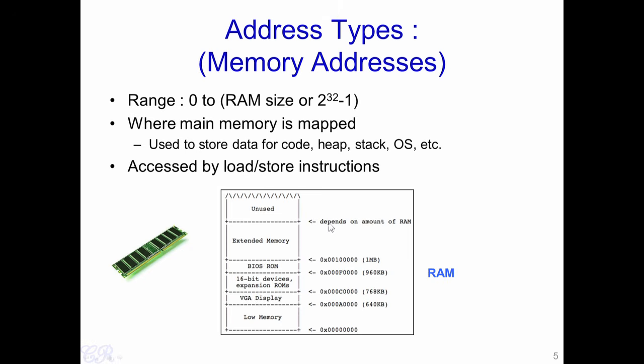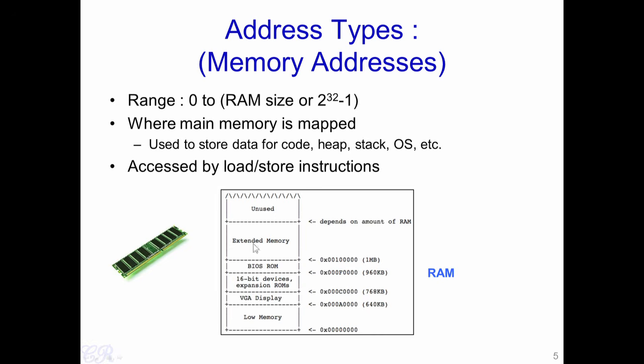For instance, if you have 4 gigabytes of RAM or 8 or 16 gigabytes of RAM, then this extended memory will extend up till that particular region. The addresses above this RAM area will be generally unused. As we will see in the later classes in this course, we would see how the operating system loads itself starting from this 1 MB region. We would also see how the BIOS is going to be used to boot the operating system.